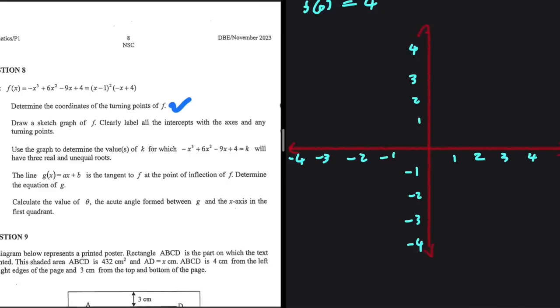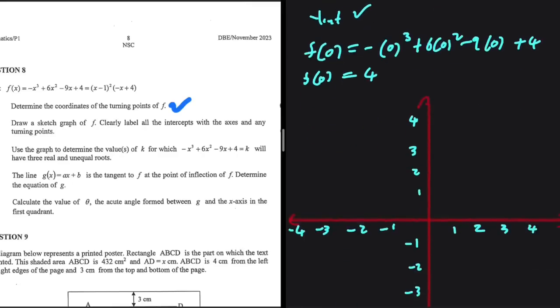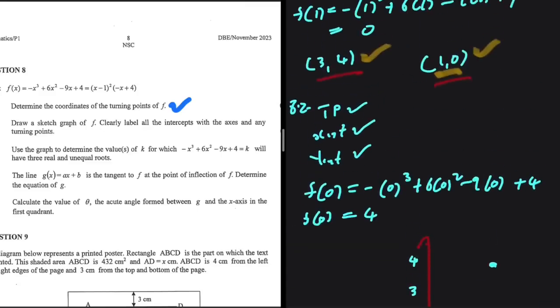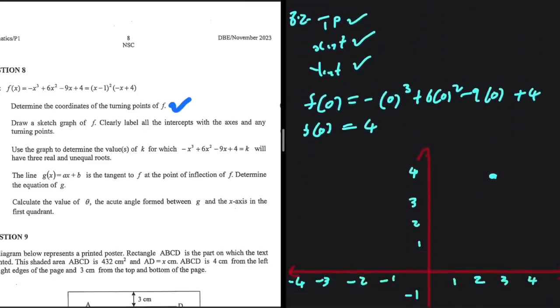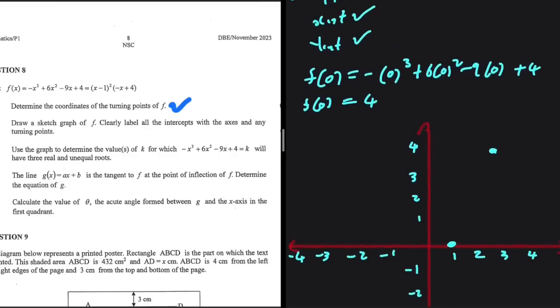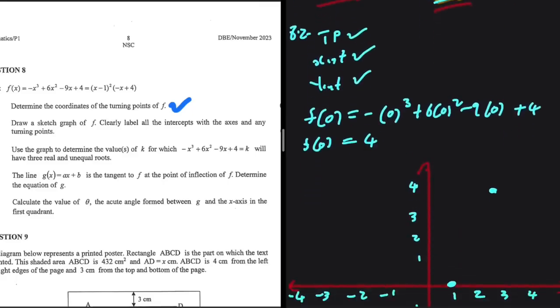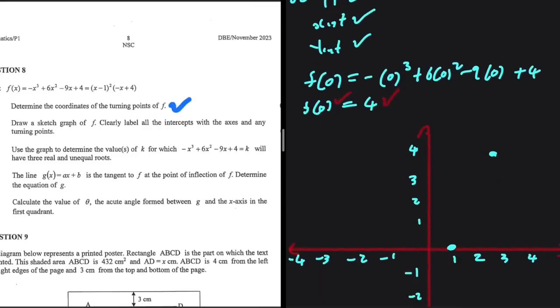Okay, let's take a look at the turning points. We have 3 and 4, 1 and 0. So when x is equal to 3, y is equal to 4. We have a turning point right there. And then when x is equal to 1, y is equal to 0. We have a turning point right here. Okay, let's take a look at the x-intercept right here: when y is equal to 0, x is equal to 1. So that turning point is also serving as an x-intercept. Okay, and then the y-intercept: when x is 0, y is 4. So we have a y-intercept.